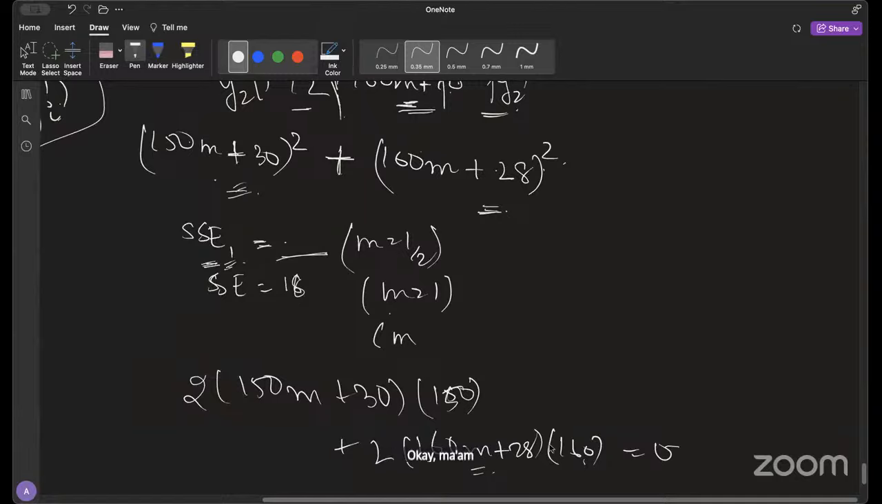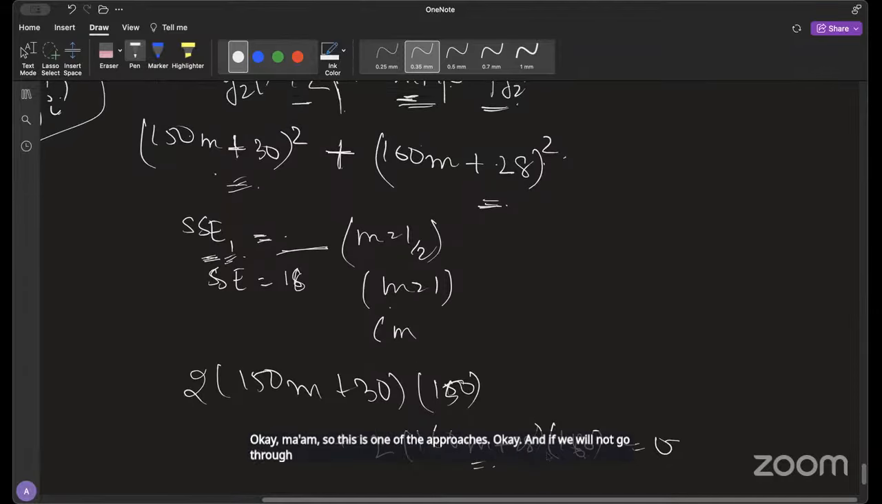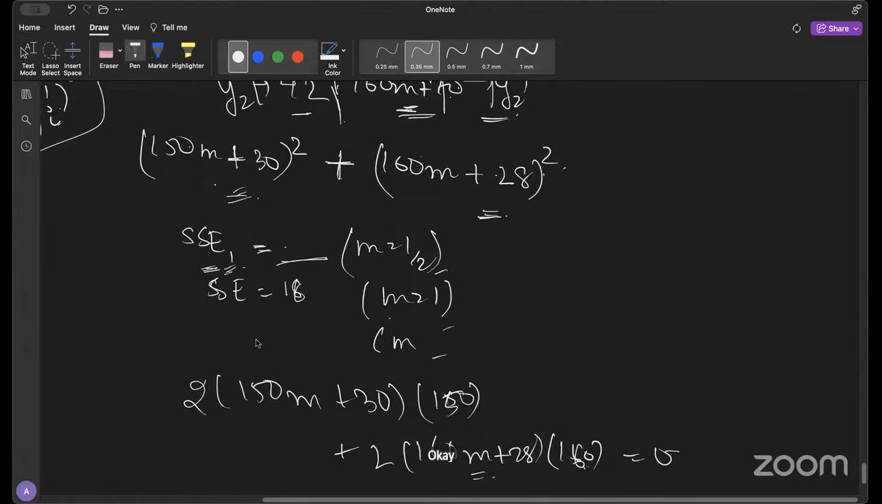Okay, ma'am. So this is one of the approaches. And if we do not go through the derivative, then we have to do it by hit and trial, you're saying? Yeah. Just substitute these things and find out the SSEs for each part.